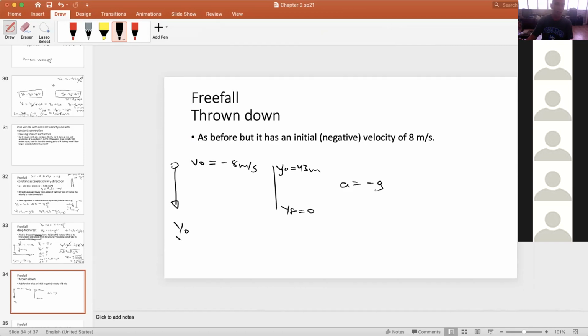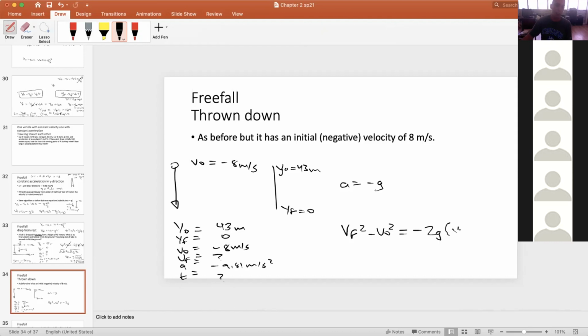So writing these, and I'm not going to solve the whole thing: y initial 43 meters, y final is 0, v initial is now negative 8 meters per second. I didn't know what v final was. This is negative 9.81 meters per second squared. I don't know what the time is. So again, not having time, let's use v final squared minus v initial squared is equal to minus 2g times y final minus y initial. Again, this is 0, but this is not going away now.